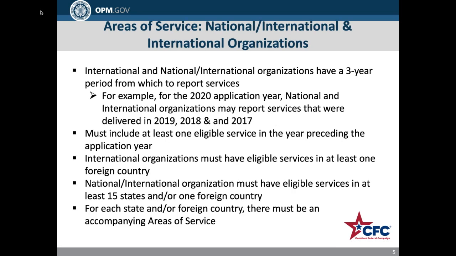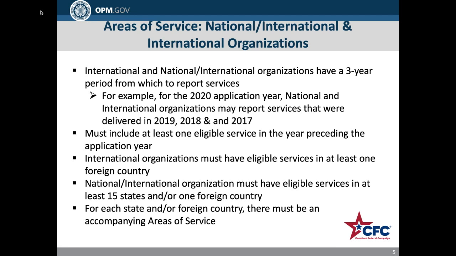International and national international organizations have a 3-year period from which to report services. For example, for the 2020 application year, national and international organizations may report services that were delivered in 2019, 2018, and 2017. The charity is required to have provided at least 1 eligible service in the calendar year preceding the application year. For example, for the 2020 application year, all national international and international organizations must have at least 1 eligible service in 2019. International organizations must have eligible services in at least 1 foreign country.